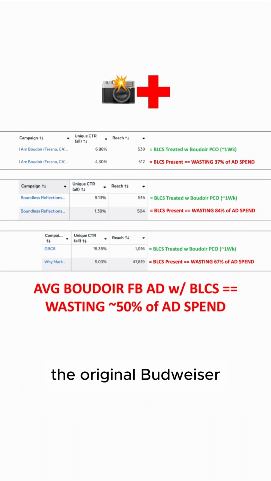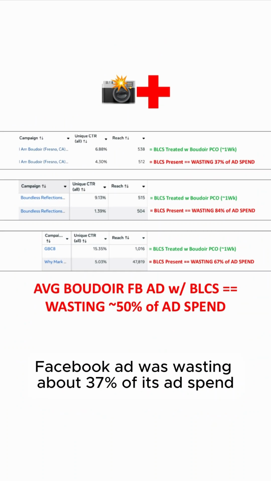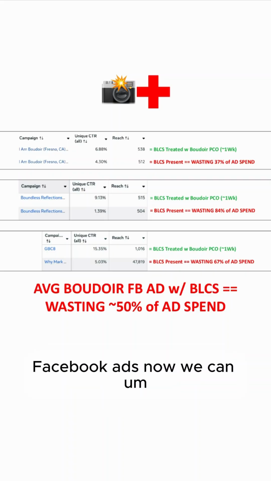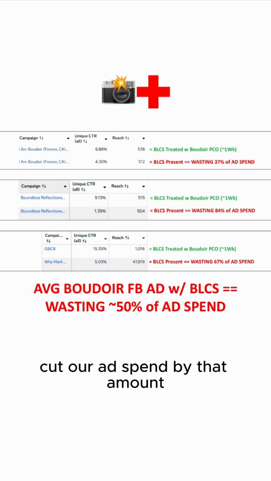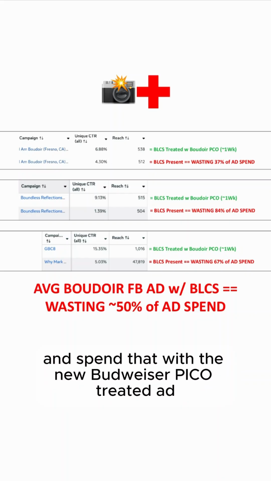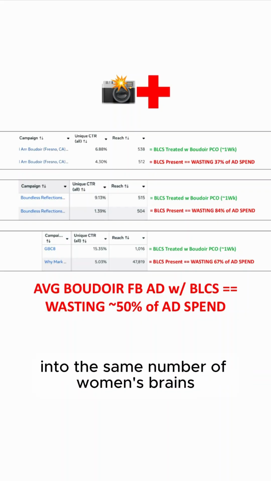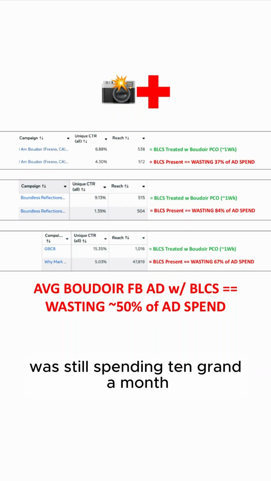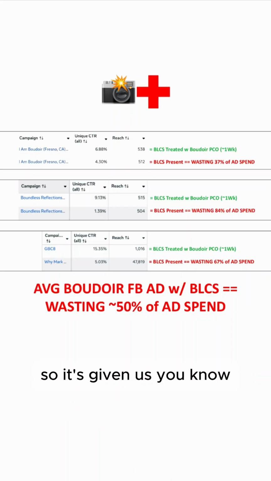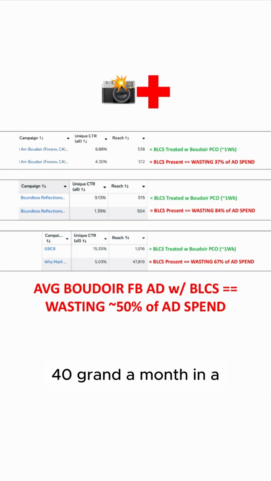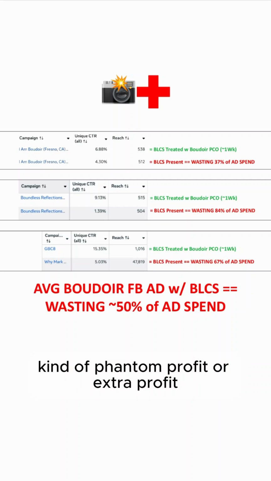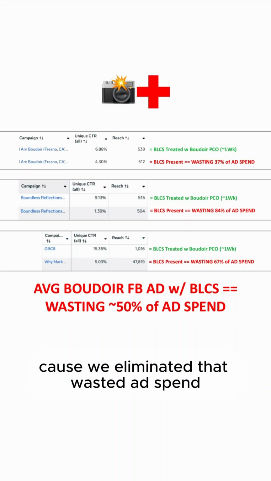So we found out the original Boudoir Facebook ad was wasting about 37% of its ad spend. So if they're spending 10 grand a month on Boudoir Facebook ads, basically 3,700 bucks a month was being wasted on that original ad. So what we can do is cut our ad spend by that amount, pocket it, only spend 6,300 bucks a month, and spend that with the new Boudoir Pico treated ad, and we're able to get our ad into the same number of women's brains as if the original was still spending 10 grand a month. So it's given us 3,700 bucks a month times 12, whatever that is, like 40 grand a year in kind of phantom profit or extra profit because we eliminated that wasted ad spend.